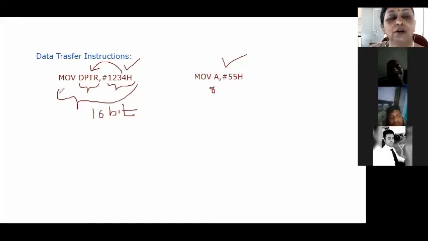So the only difference is that both registers have different sizes. Accumulator has a size of 8 bits, DPTR has a size of 16 bits. And therefore, obviously, the size of the data that we are moving varies. Here it is 8-bit and here it is 16-bit. This is the only difference. Okay, so are you clear about this instruction?